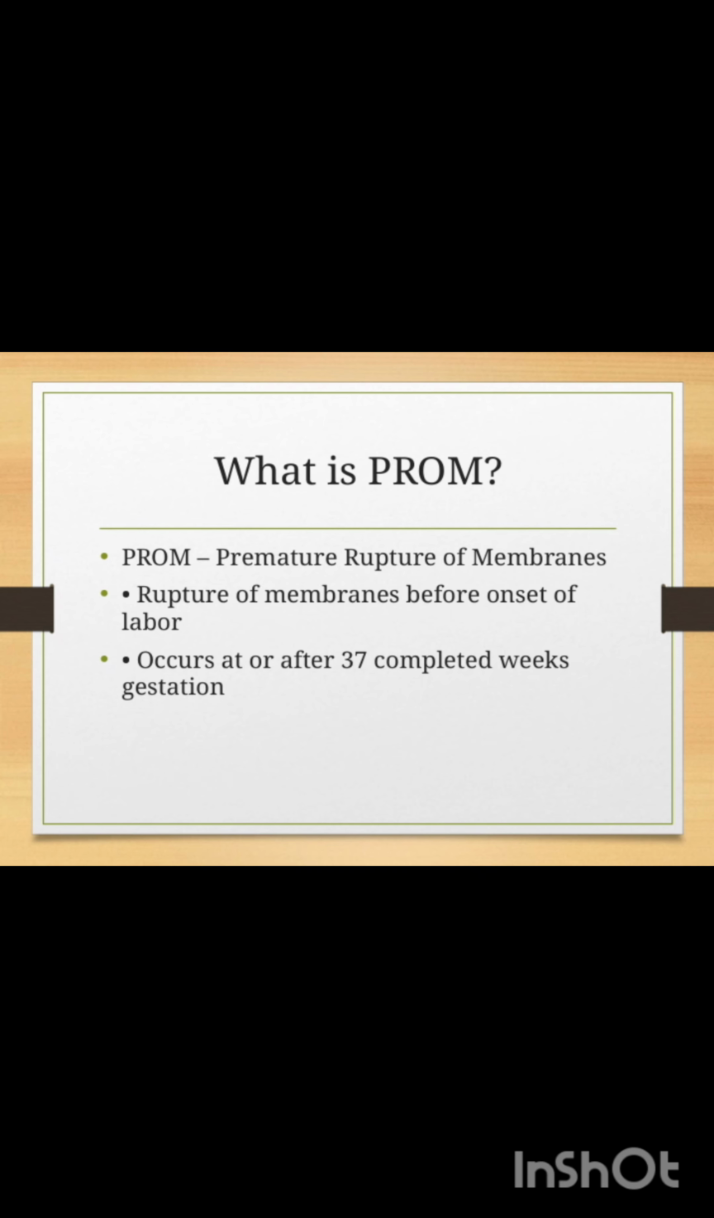Today, we're focusing on PROM, which stands for premature rupture of membranes. Essentially, this refers to the breaking of the amniotic membranes before labor actually begins. It's important to note that this can happen at or after 37 completed weeks of pregnancy, so we're talking about cases where the pregnancy has reached full term. When the membranes rupture early, it can lead to various considerations for both the mother and the baby. Understanding PROM is crucial because it impacts the management and timing of delivery, and it ties into our overall discussion about maternal and fetal health during pregnancy.